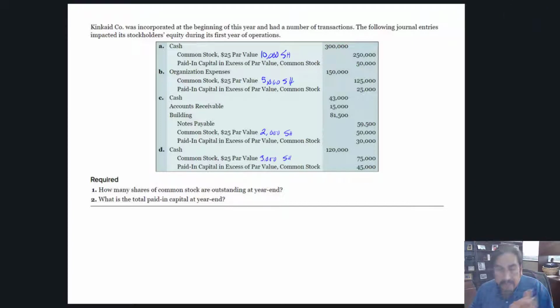So how many shares of common stock are outstanding at the end of the year? We see the common stock that we sold. I don't see any journal entries for treasury stock where we brought stock back in. I don't see anything about stock dividends where we may have issued more shares as a dividend. It looks like that's everything that has to do with issuing or buying back stock. So 10 plus 5 is 15, plus 2 is 17, plus 3 is 20.